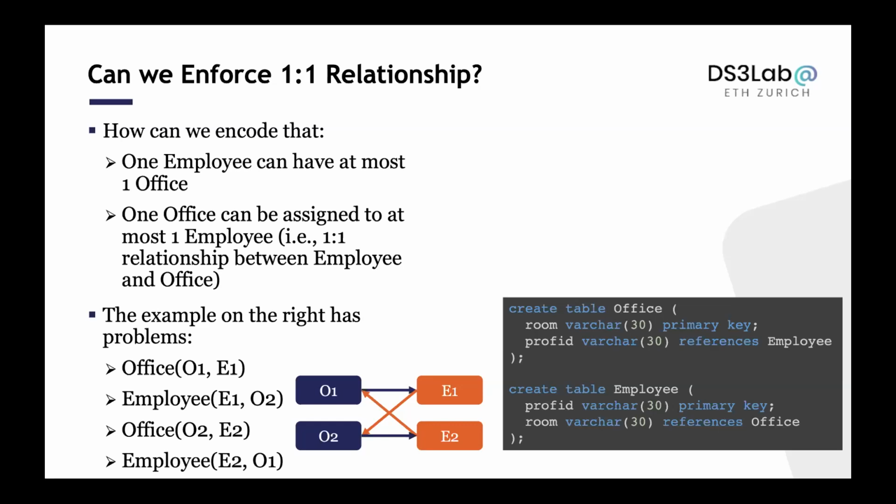As you can see, this doesn't really define a one-to-one relationship between office and employee. Whenever you specify this type of foreign key constraint, nothing says the professor ID in office needs to point to a professor whose room is consistent with the room ID of office. You could have O1 point to E1, E1 point to O2. So this doesn't really give you a one-to-one relationship. But what if we really want to encode a one-to-one relationship?